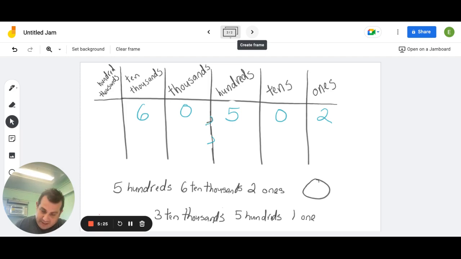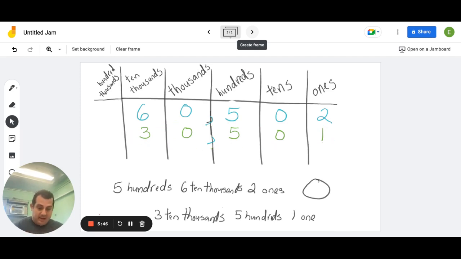All right, now let's go down to the next. We have 3 10,000s. A 3 goes in the 10,000s, 5 in the hundreds, 1 in the ones. Put the zeros if we don't have them. Now we can look and compare these two. That is 30,501.